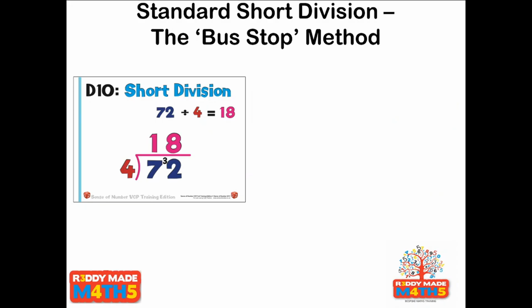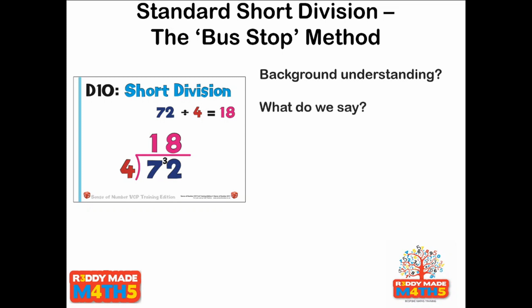Looking at an example, a very brief one, of short division using the bus stop method, what do we say when we see this calculation? Do we have any background understanding to the numbers that are represented in 72 divided by 4? What language do we actually use? What do we say when we're looking at the 72 divided by the 4? Is that the right language to use? We're going to explore that a lot in this particular video.